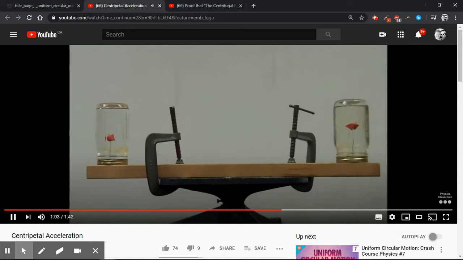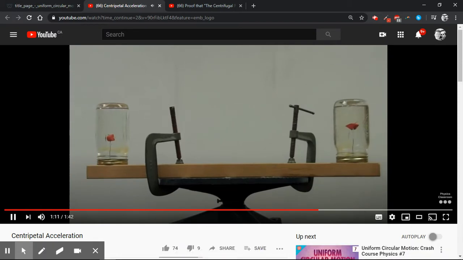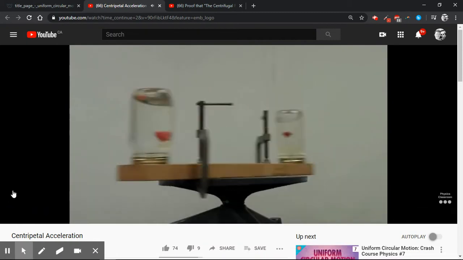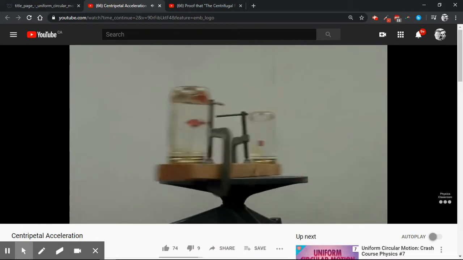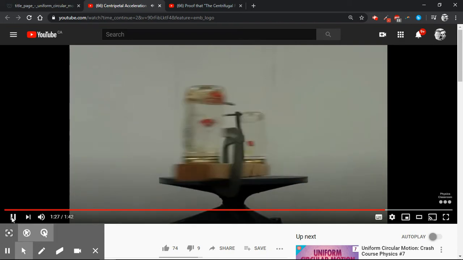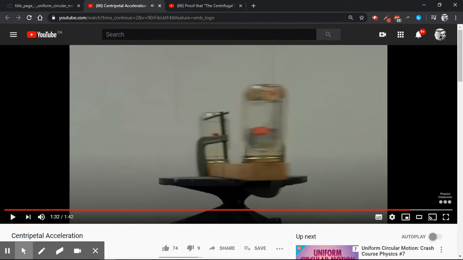The cork, on the other hand, resists the acceleration the least. That's just inertia. Therefore, the cork's going to lean in the direction of the acceleration, giving us evidence of that big idea in physics, that objects that move in circles experience an inward or a centripetal acceleration. Here we go. There you see it. The corks are leaning towards the center of the circle. The water is resisting that acceleration the most.